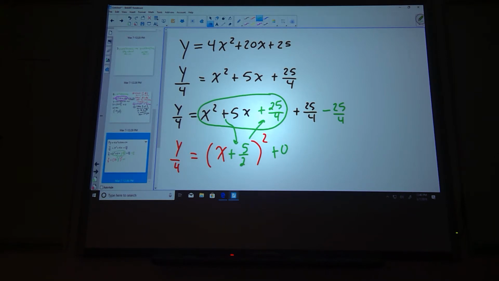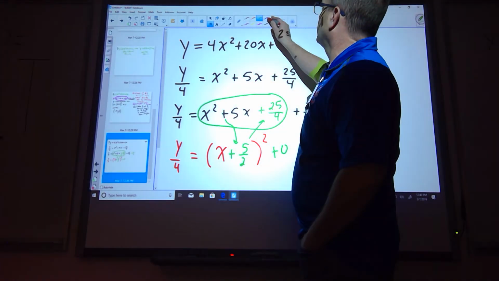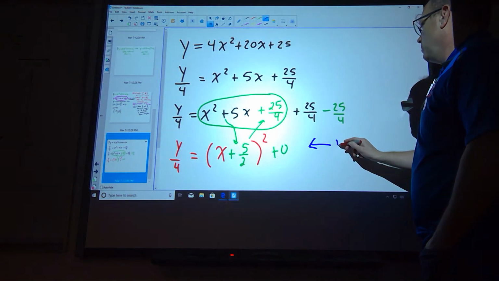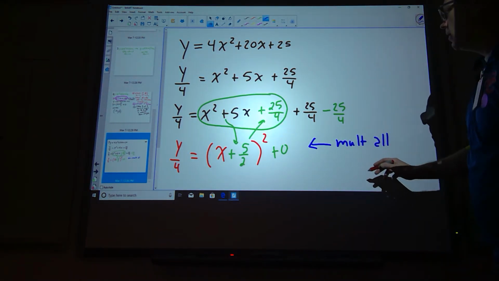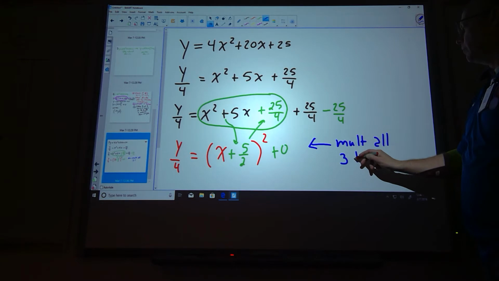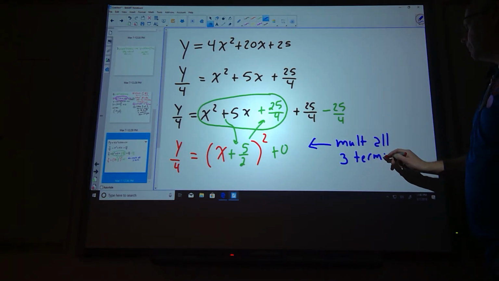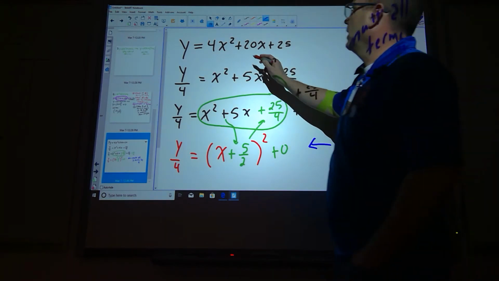We have one last thing to deal with. Remember when we divided everything by 4? We have to remember to multiply. So the only thing different on this step is multiply all 3 terms by 4. Okay, I'm going to highlight the terms.